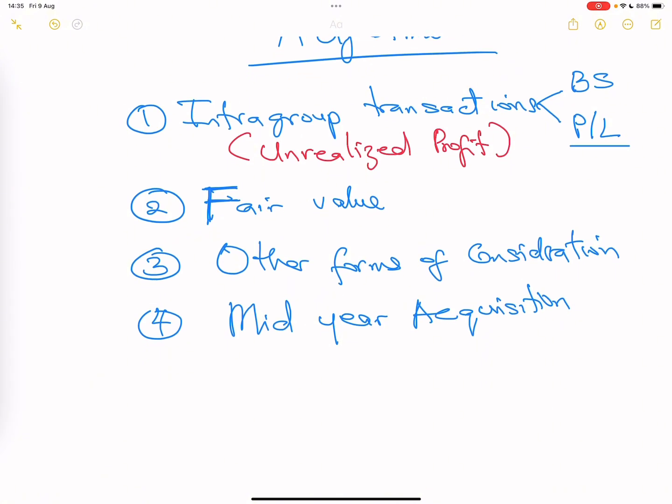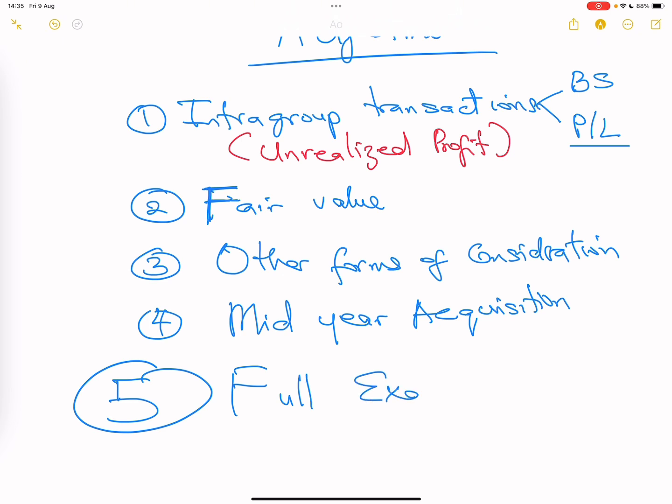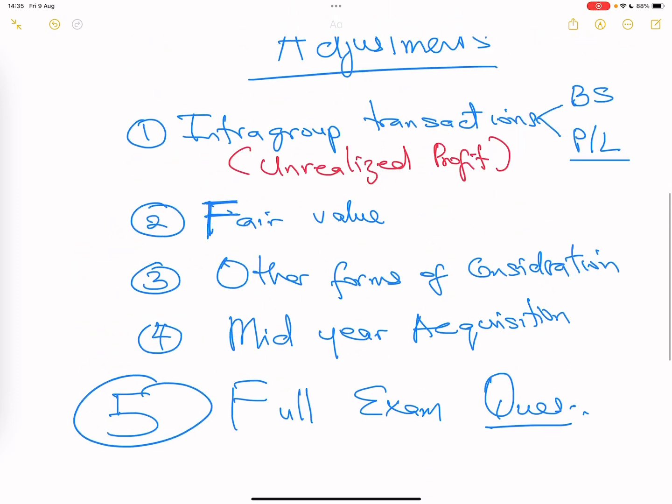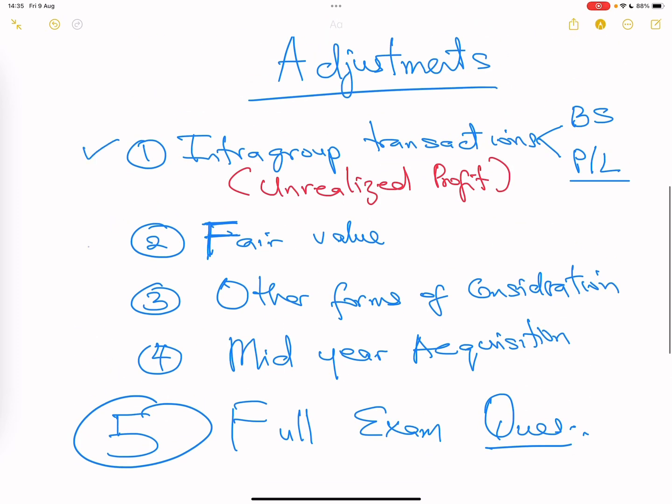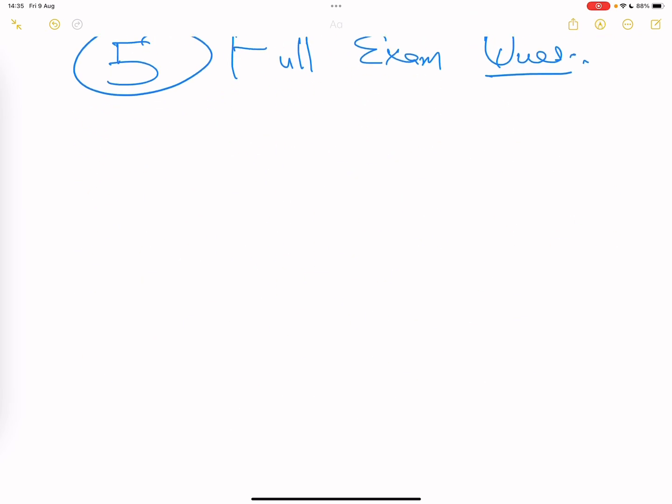When we finish these 4 adjustments, then we can now finally move on into a full exam question on consolidation of statement of financial position. And once we do that, we'll be done with statement of financial position group account. Now, let's take each of these one after the other, and I'm going to start with intra-group transactions. So let's look at intra-group transactions.